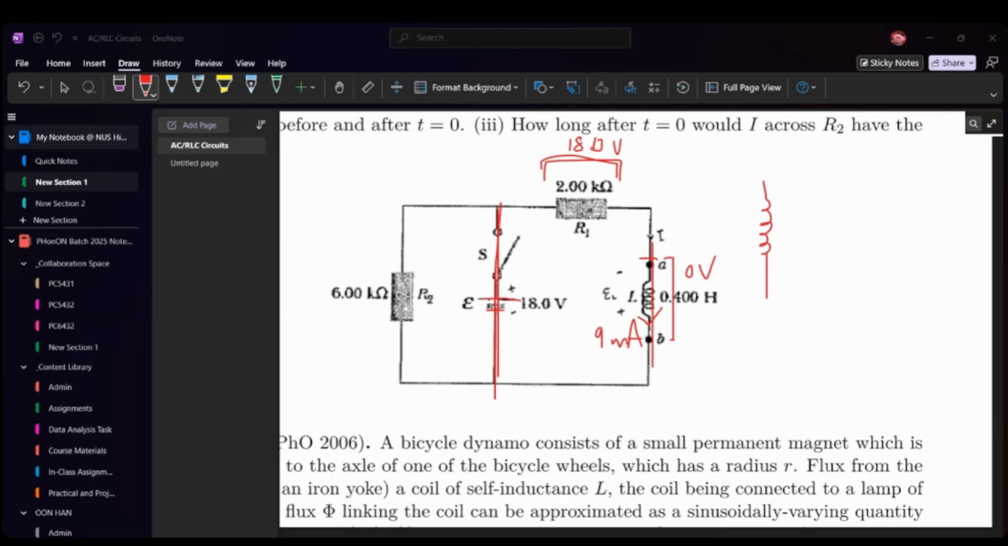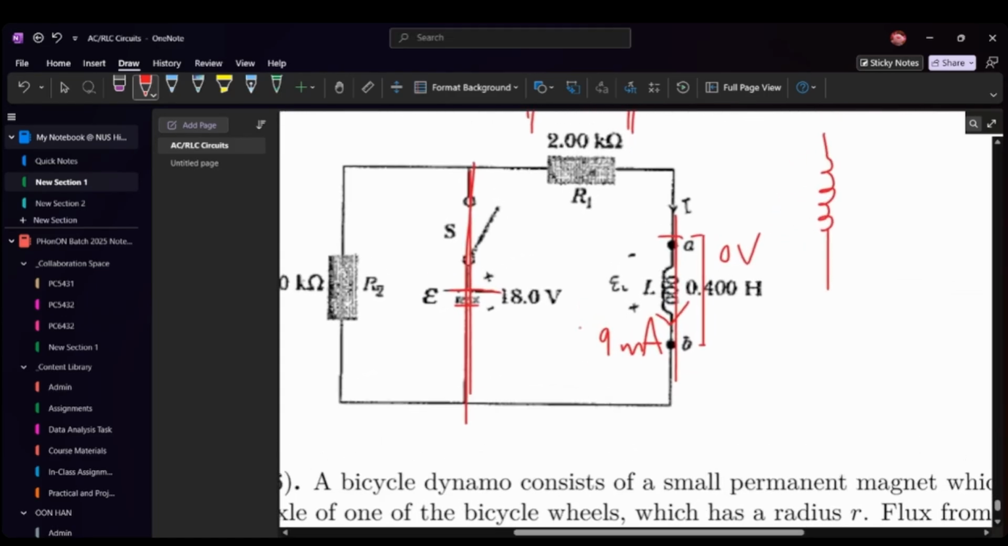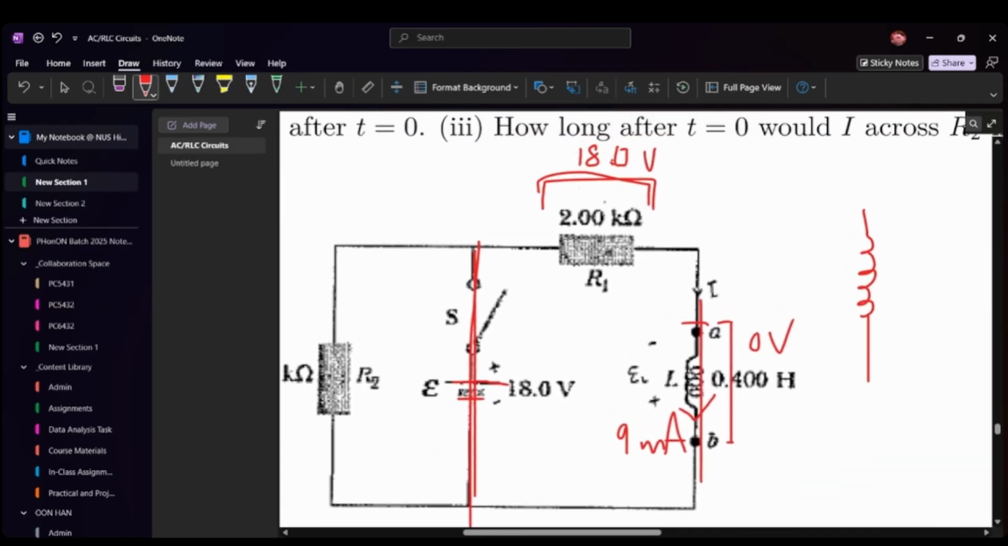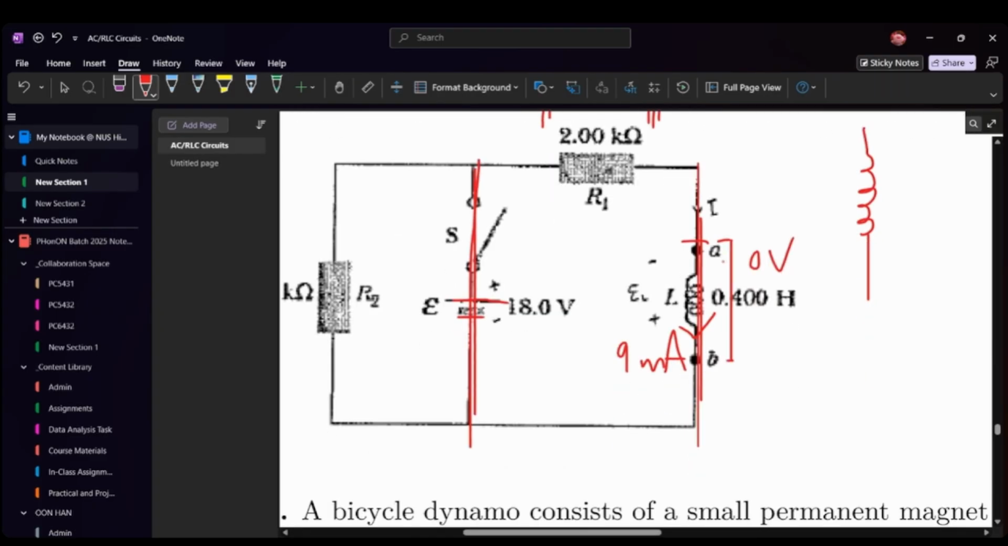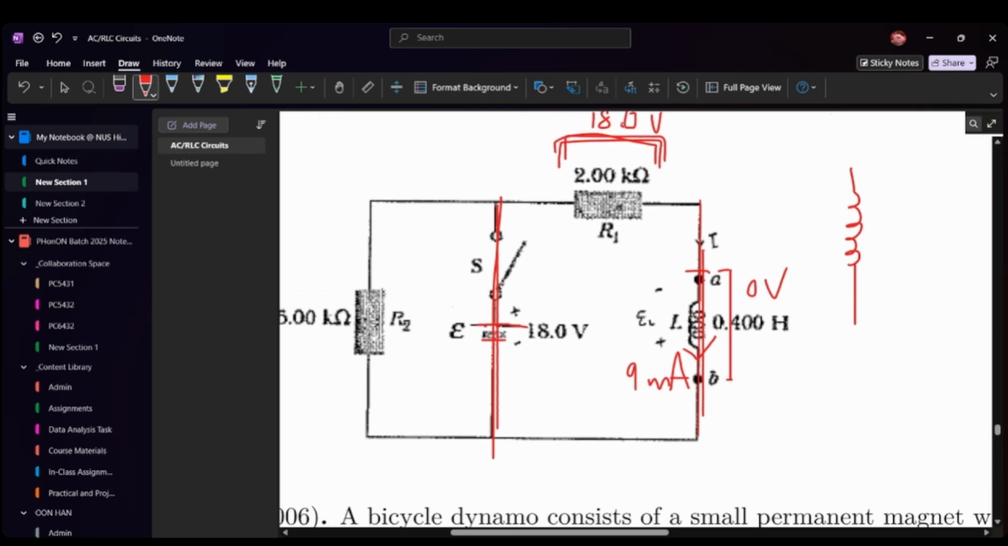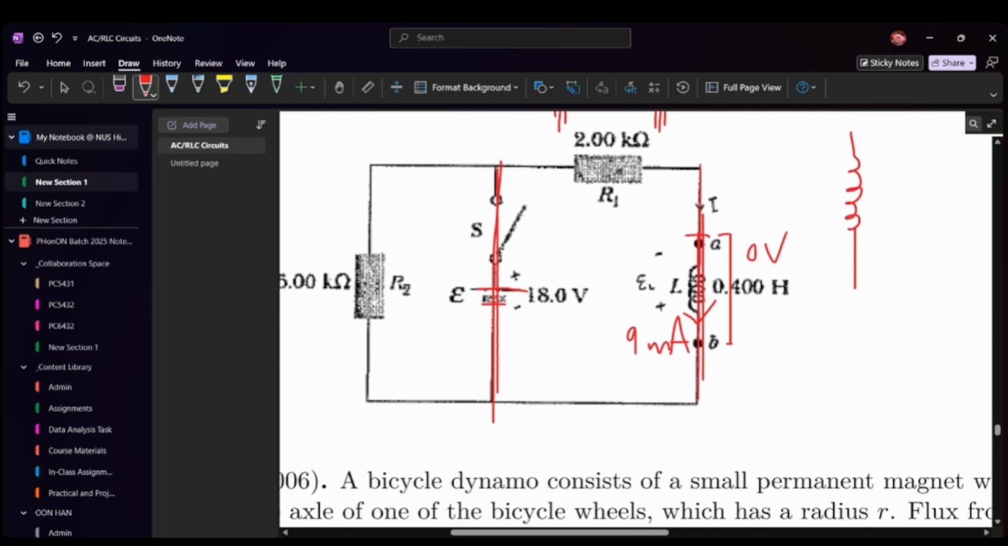R1 is just a resistor, so it won't have 18. No, it does have 18 volts. The reason this is 18 volts at steady state is because this thing is basically closed at steady state. So this will take out all the voltage. And the current flowing through this inductor is 9 milliamps.